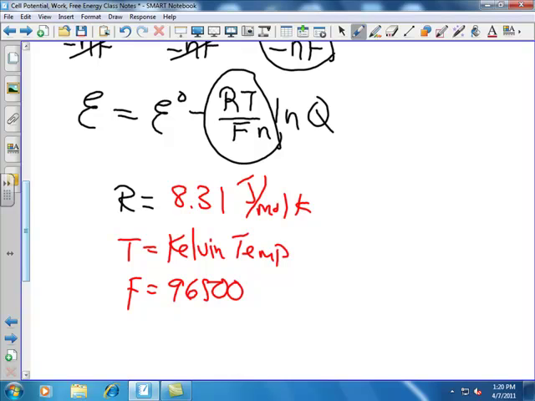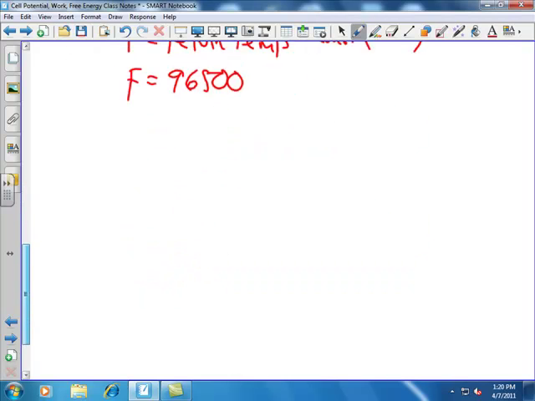Okay? So if we do this at a constant temperature, say 25 degrees Celsius, which is 298 Kelvin, right? Aren't these three things constants? Yeah. So I have a constant times a constant divided by a constant. So it's always the same. Let's find a constant.